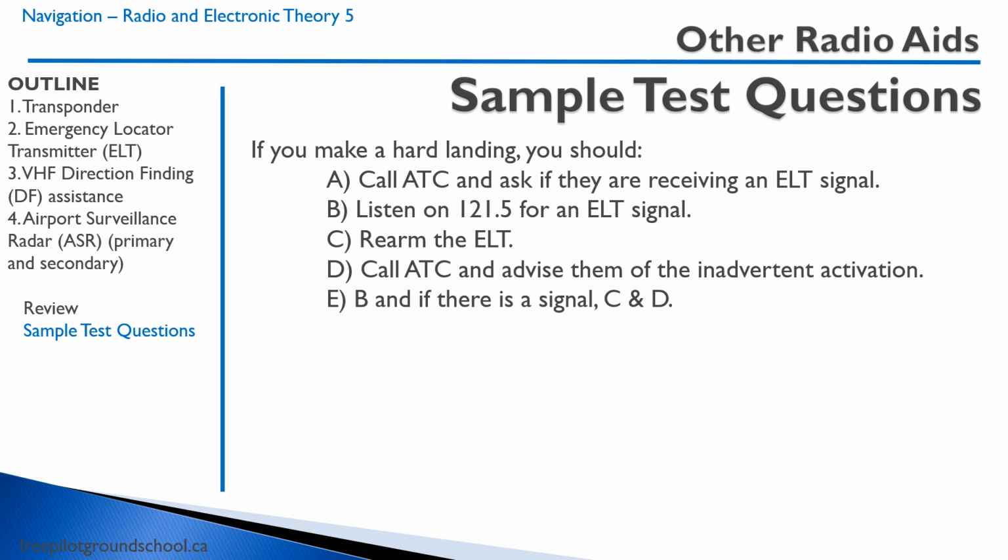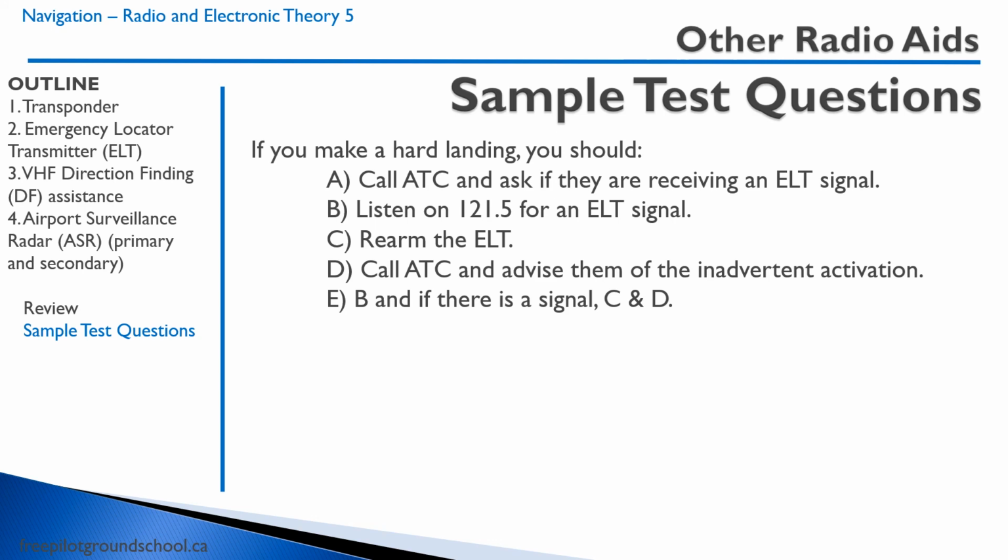If you make a hard landing, you should A, call ATC and ask if they are receiving an ELT signal. B, listen on 121.5 for an ELT signal. So yeah, that's what you would want to do. C, rearm the ELT. D, call ATC and advise them of the inadvertent activation.